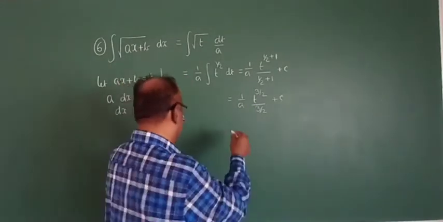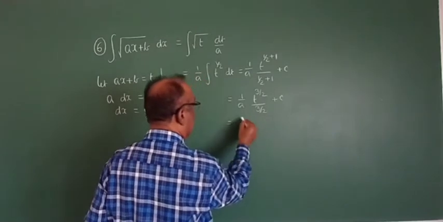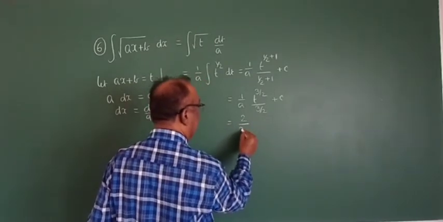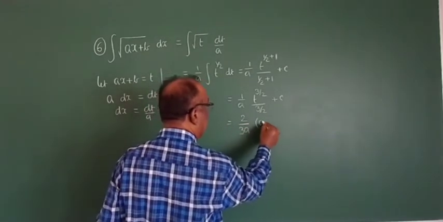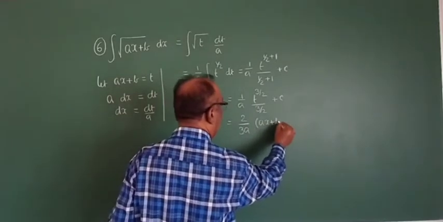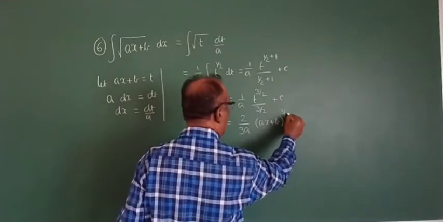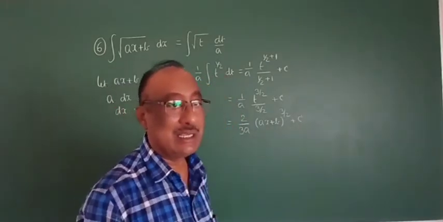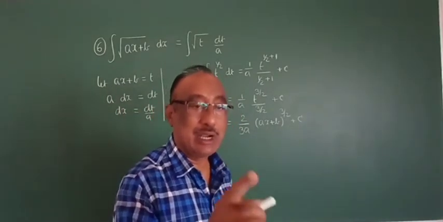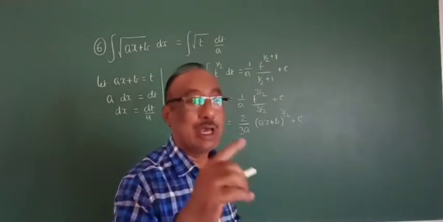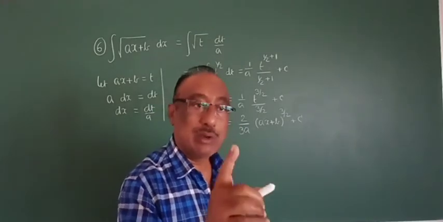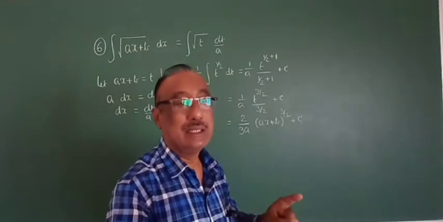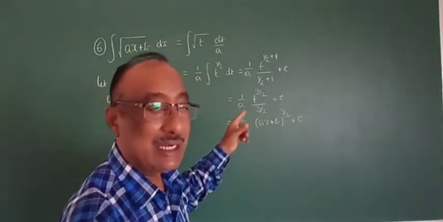Taking the reciprocal of 3 by 2 gives 2 by 3a. Replacing t, it is (ax plus b) whole power of 3 by 2, plus the integral constant c. Why the integral constant? I will tell you. The derivative of x square is 2x, and the derivative of x square plus 5 is also 2x.